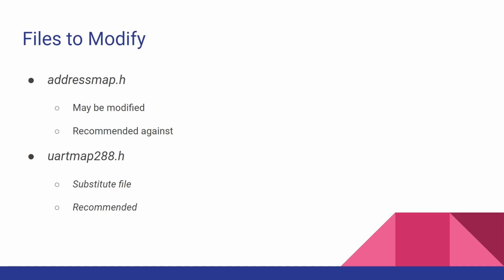So what files to modify? There are two main files that we want to look into. Obviously, we are using the buildhexfiles.c file to have the C code. However, the addressmap.h file may be modified but is recommended against, and the uartmap288.h is a new substitute file we created and is the recommended one to be modified. We will go in depth right now and show what can be done with these files.